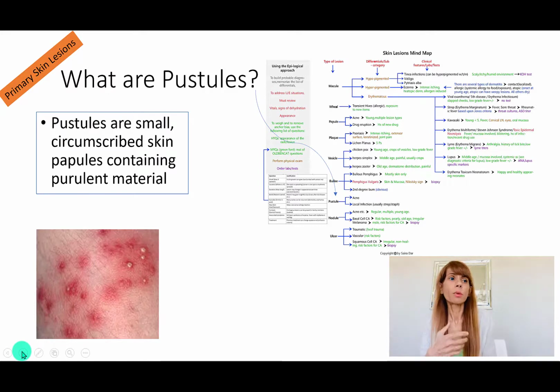So what are pustules? Pustules are basically small, circumscribed, pus-filled lesions that show up on the skin. And pustules, like the name suggests, are filled with pus, so there is infection associated with it. They are seen in acne, skin infections, all kinds of different things. So pustule is one lesion on the mind map, and we'll go right into the differential diagnosis.